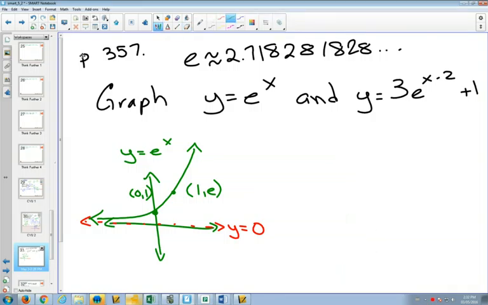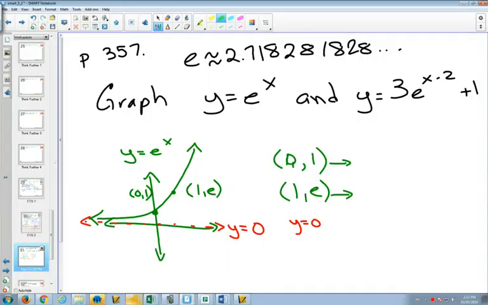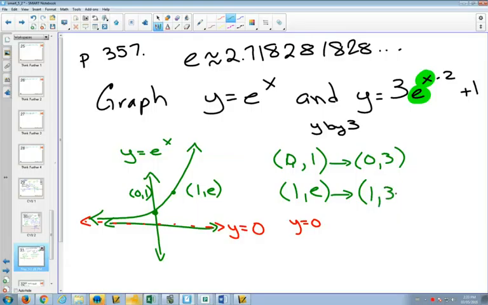So now we take our points, 0, 1, 1, e, and our asymptote y equals 0, and do our transformations. First, take out my highlighter just like I've done before. My parent graph is e to the x. So the first thing I run into is the 3. That's going to multiply my y by 3. Is x going to get multiplied by anything? No. So we're going to have 0, 3 and 1, 3e.